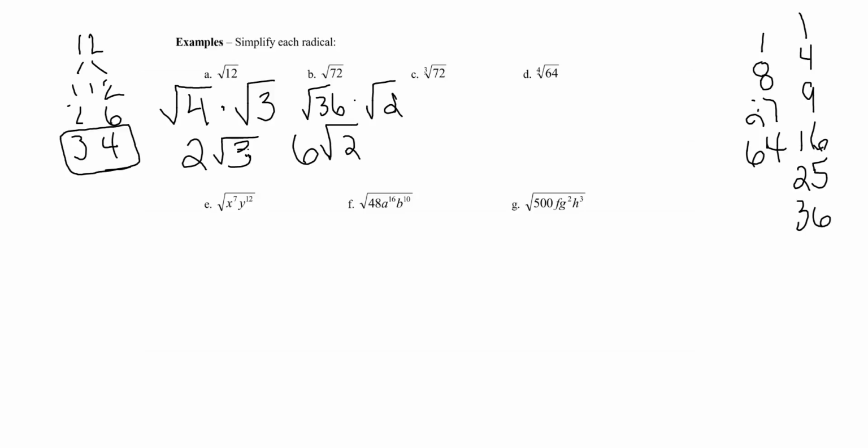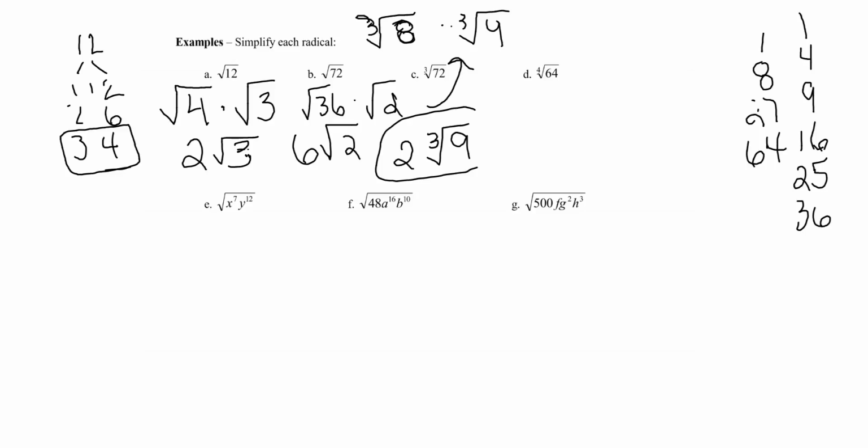We're looking for the cubed root of 72. So here, I don't want to find perfect squares that are factors of 72, but perfect cubes. And I do know, I'm going to put it up here so we have space, that I can do 8 times 9. And the cubed root of 8 is 2. So my answer will be 2 cubed root of 9. And then I can't do any more. Okay.